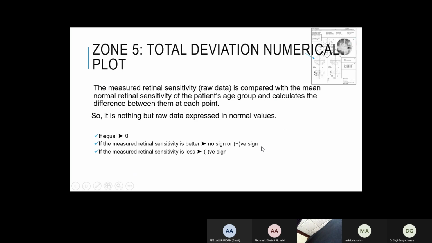Zone number 5, total deviation numerical plot. So in this graph, it will show the raw data compared to the normal age group of the patient. For example, it will take the decibel measurement of the patient and compare it to the same age group. If it is the same, it will be 0. If it is less, it will be minus. If it is more, it will be plus.